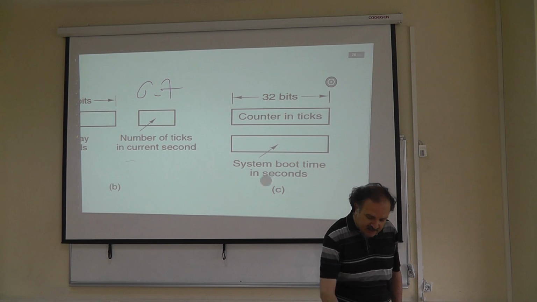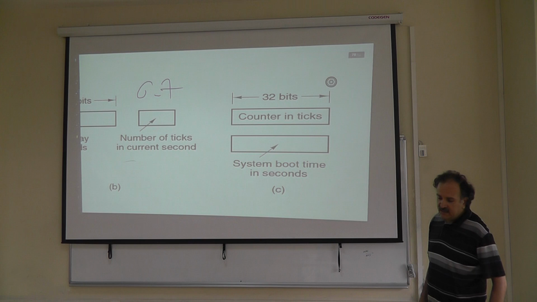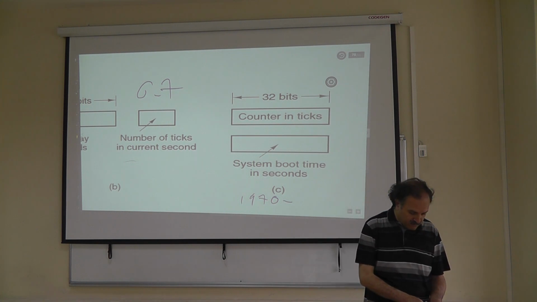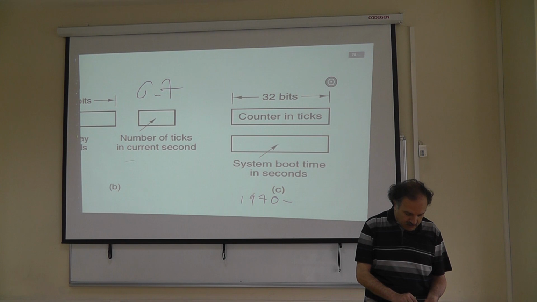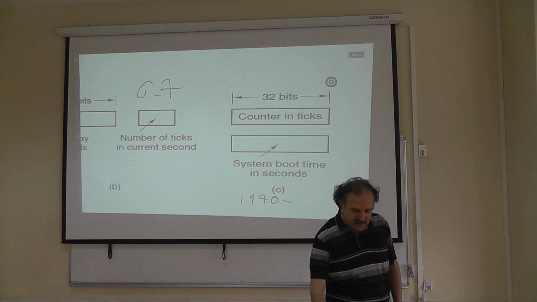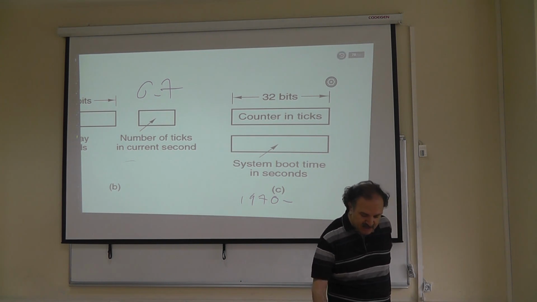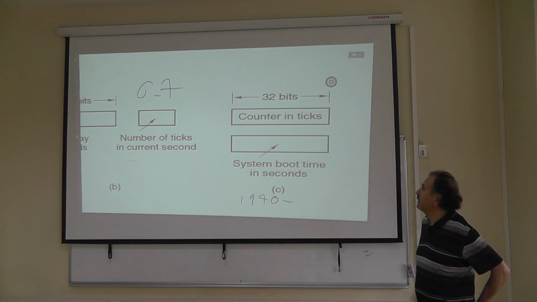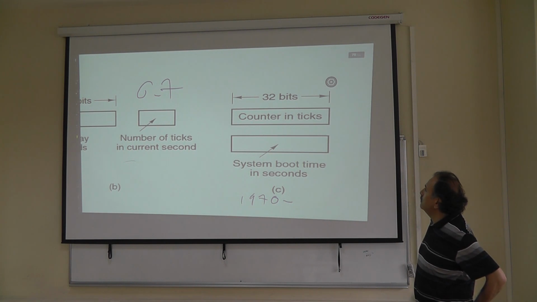I keep my boot time in seconds. System boot time in seconds. I say that, okay, from 1970, I booted my computer. I booted my computer, let's say yesterday, and this one keeps the number of seconds from 1970 to yesterday. So this is the number of seconds that passed, that much time. And this one keeps the number of ticks from my last boot time. Number of ticks from my boot time. So how many?